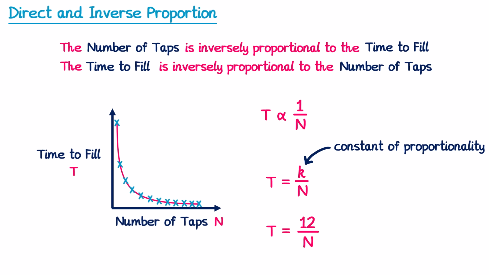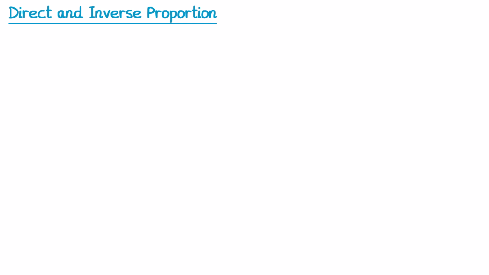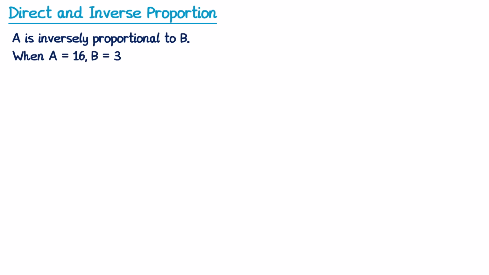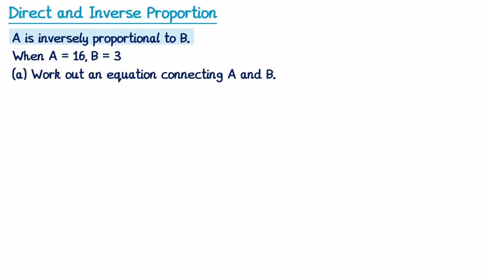Let's have a look at how this could be written in an exam question. So they might say that a is inversely proportional to b, and we'll be given some values of a and b, and then asked to work out an equation connecting a and b. So this time, since they're inversely proportional, we're going to write that a is proportional to 1 over b, which allows us to write down that a is equal to k over b, where k is some constant that we need to find.